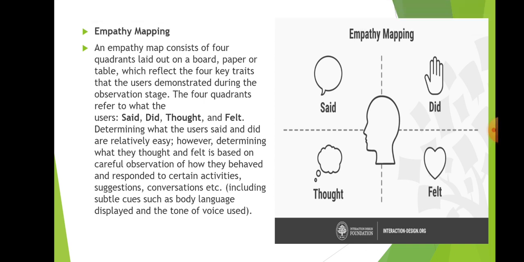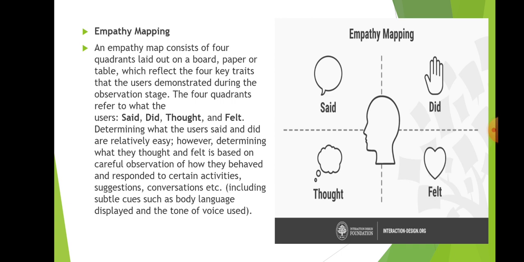The next method is empathy mapping. An empathy map consists of 4 quadrants laid out on a board, paper, or table, which reflect the 4 key traits that the user demonstrates during the observation stage. The four quadrants refer to what the users said, did, thought, and felt.